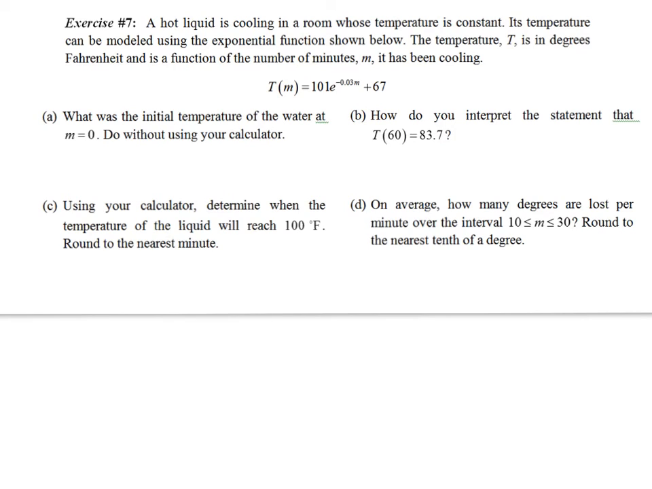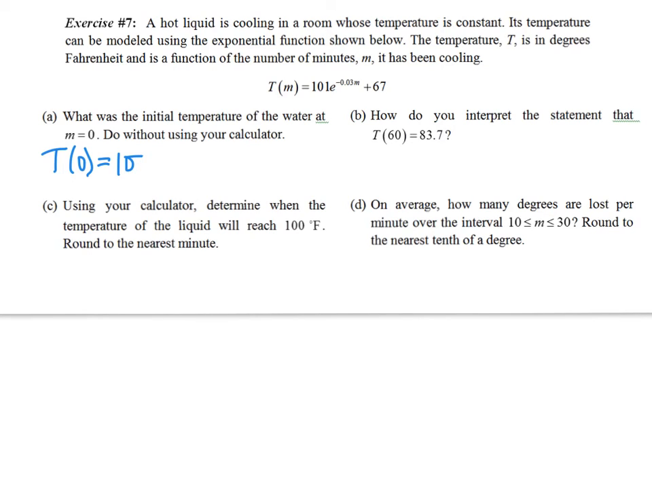So T stands for the temperature, it's measured in degrees Fahrenheit, and m stands for the number of minutes that it has been cooling off. So the question starts with, what was the initial temperature of the water at time 0? Number of minutes, 0. And it says, let's try this without our calculator. So we want to say T of 0 is equal to 101.